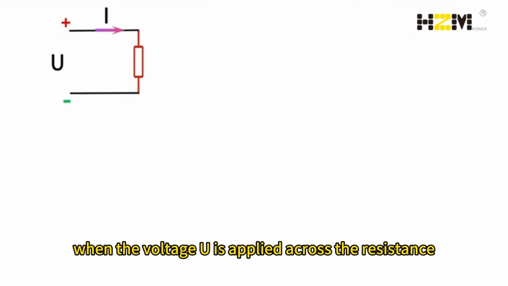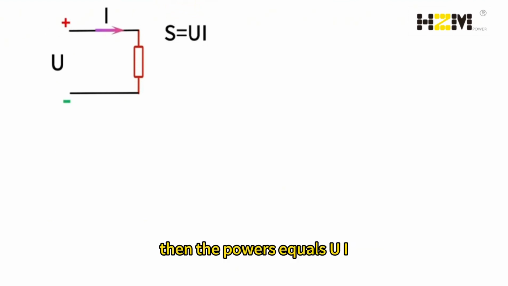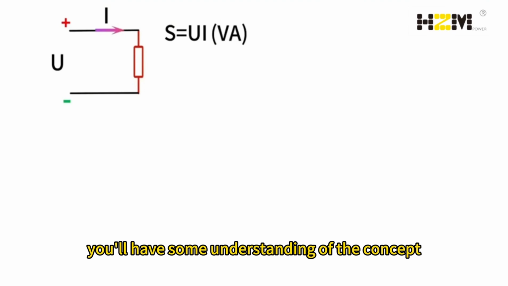As shown in the diagram, when the voltage U is applied across the resistance, the current I flows through it, directed to the right and clockwise. Then the power S equals UI. This is its apparent power, measured in units of voltamperes. What is apparent power? After everyone finishes listening, you'll have some understanding of the concept.